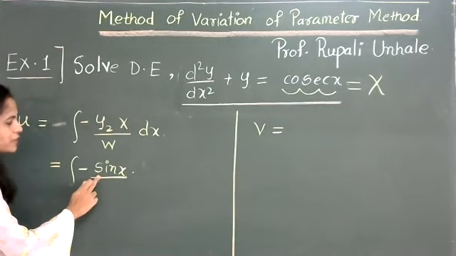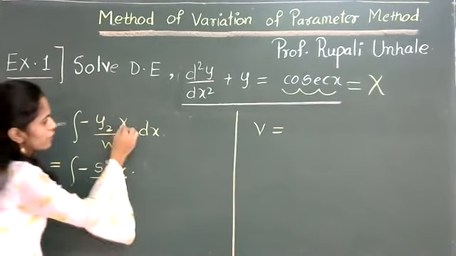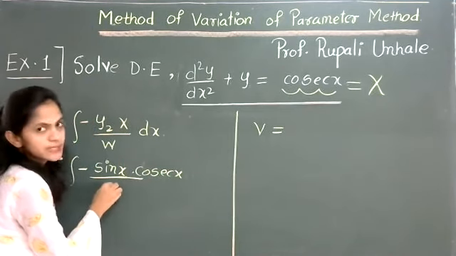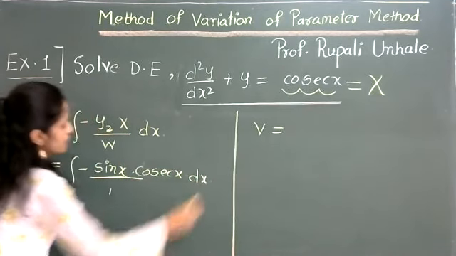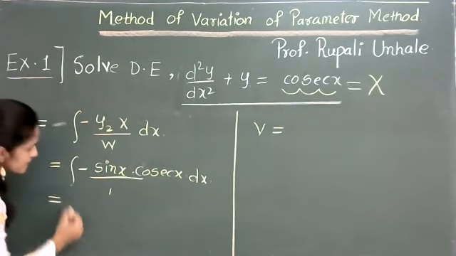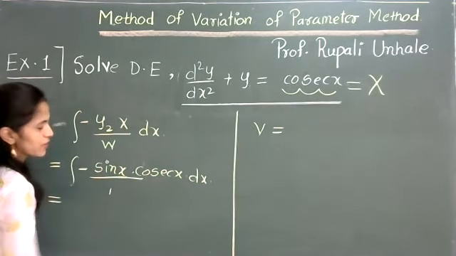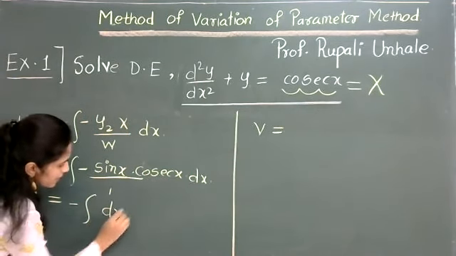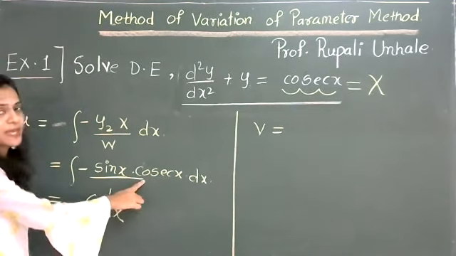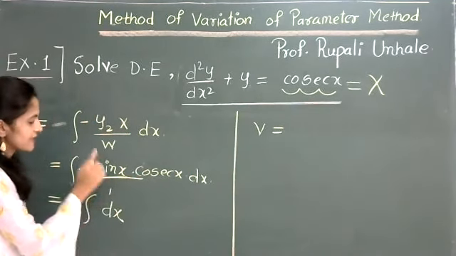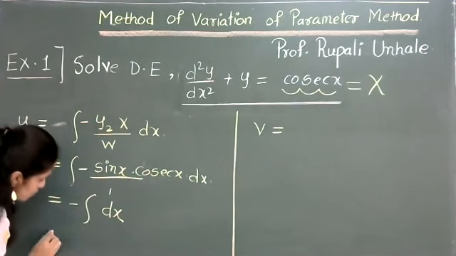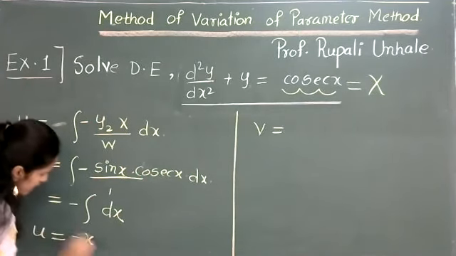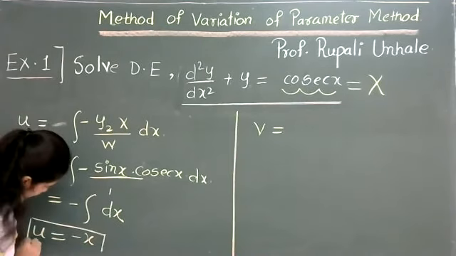Okay, now substitute the value of y2 is sin x, the value of X is cosec x, the value of W is 1, dx. Cosec is nothing but 1 upon sine, so the sine gets cancelled. So 1 will remain, dx. So what is the integration of 1? That is x. We are getting the value of u as minus x.